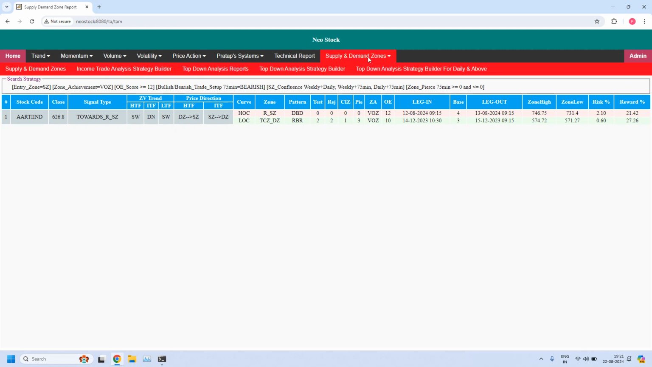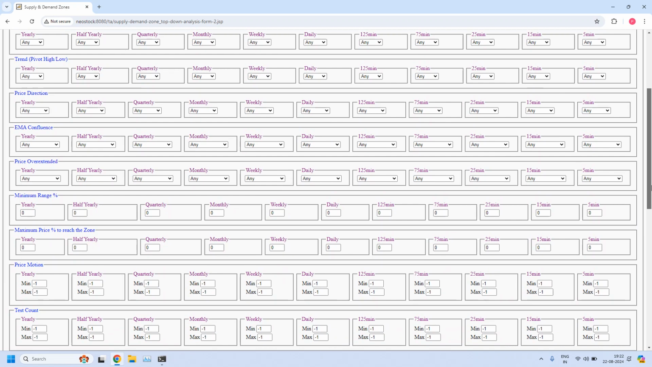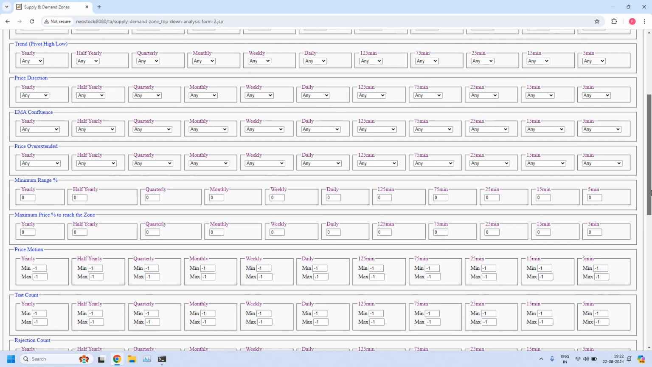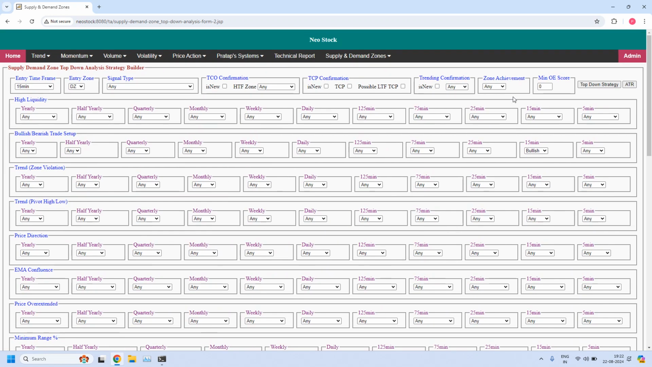Okay, in the next report, daily income trade bullish trade setup. Entry time frame is 15 minutes, entry zone is a demand zone, and also in bullish or bearish trade setup at 15 minutes I am selecting bullish. The 15 minutes demand zone should not be pierced. So in the pierced count, I am setting a minimum value 0, maximum value 0, and zone achievement is a violated opposing zone. Minimum odd enhancer score is 12.